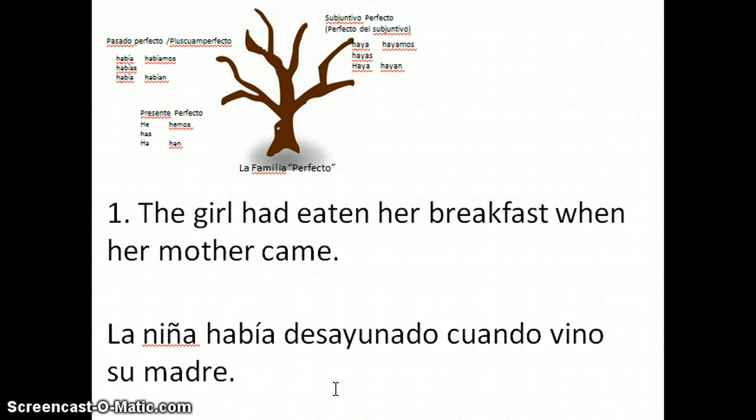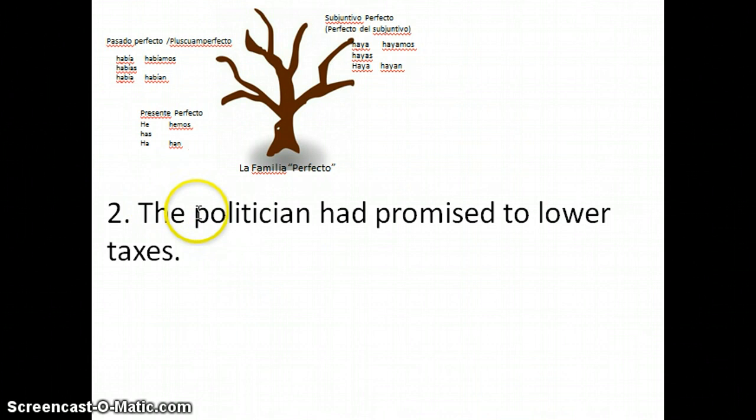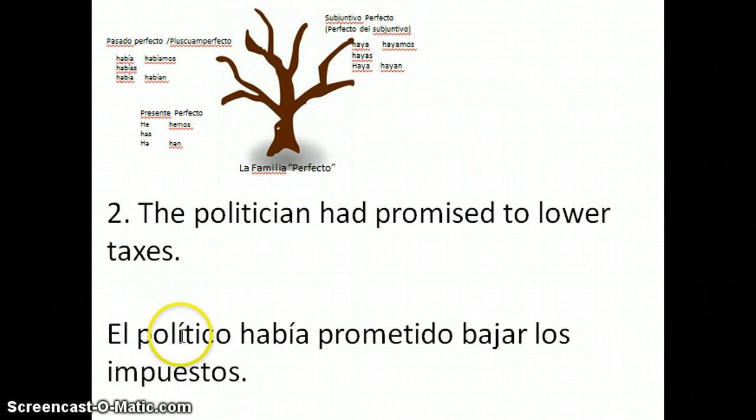Let's try another one. This one doesn't have a stated, but rather an implied timestamp. Number 2. The politician had promised to lower taxes. Can you find a timestamp? There is no timestamp, but it's implied that during his campaign, the politician had promised to do something, or at some former time that the politician had done it. And there's a good chance that the next sentence would probably talk about how the politician had not followed through on his promise. El político había prometido bajar los impuestos.